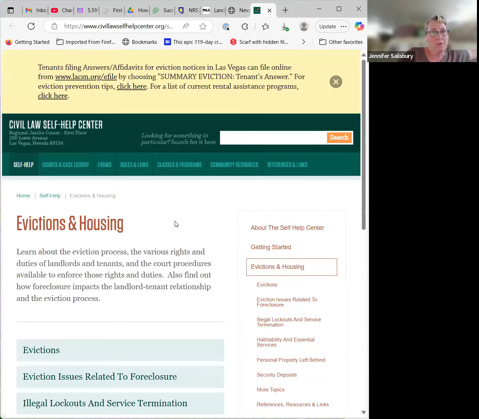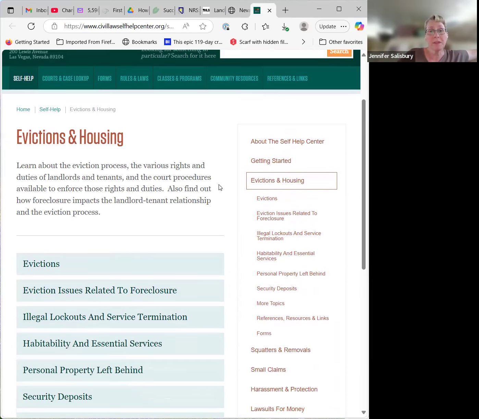And then we'll talk more about civil law selfhelpcenter.org. This is Las Vegas, Nevada's help, basically small claims. But in here they have specifically a section on evictions and housing. And so we'll go through some of this as well.